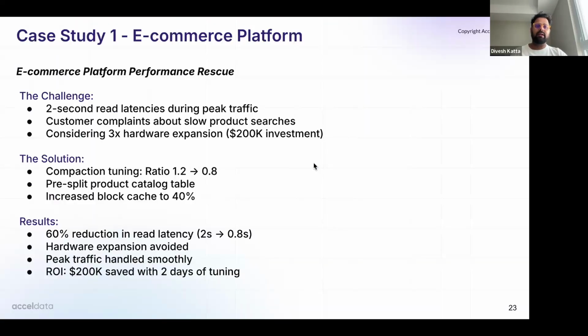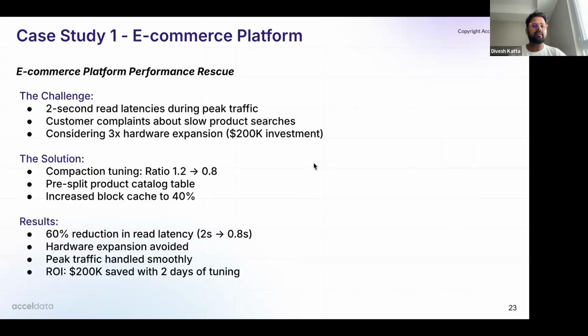Real-world optimization wins. Case study one, e-commerce platform. This case study demonstrates how understanding your workload characteristics can save massive infrastructure cost. The e-commerce company was experiencing the classic performance death spiral: slow queries leading to more concurrent requests, leading to even slower queries. They were ready to triple the cluster size, which would have cost $200,000 in additional hardware and ongoing operational expenses.